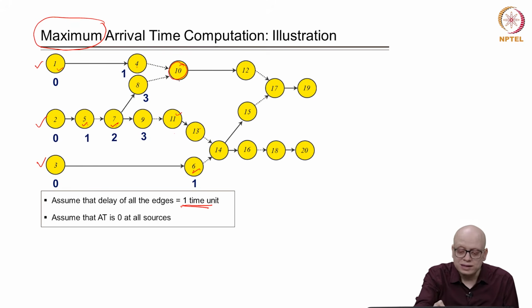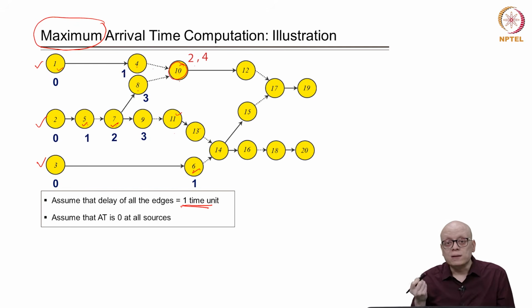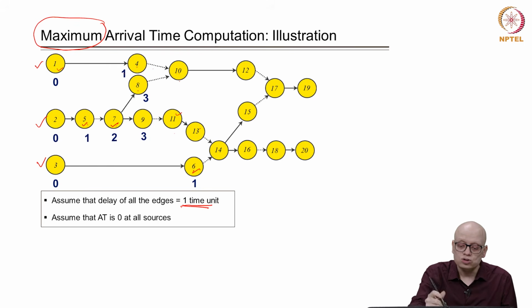Now, at vertex 10, there are two possibilities for the arrival time. If we add 1 plus 1 from the path from 4 to 10, then we get an arrival time of 2. And if we look at the path from 8 to 10, then 3 plus 1 is 4. For the maximum arrival time, we have to take the maximum of these two, and the maximum is 4. So, the arrival time at 10 will be 4 and the arrival time at 11 will also be 4.